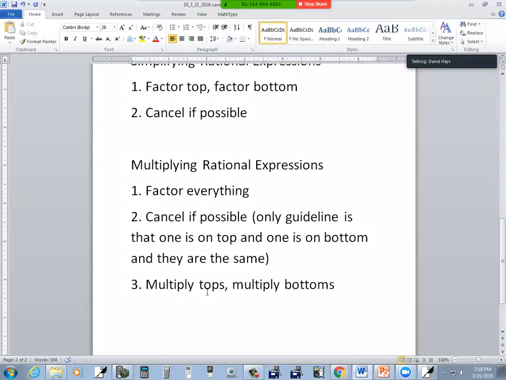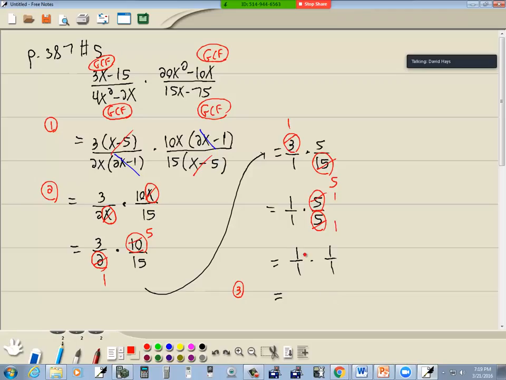So step 3 says multiply the tops, multiply the bottoms. 1 times 1 is 1. 1 times 1 is 1, and 1 over 1 gives us 1. That seemed to come out really nice. Let me just double check myself here. Okay, x's cancel, 30 over 30, yeah, it's 1.